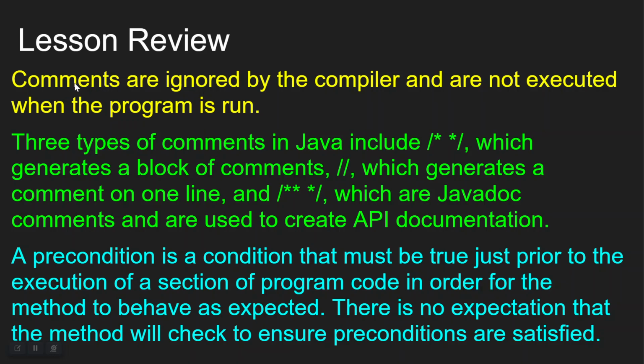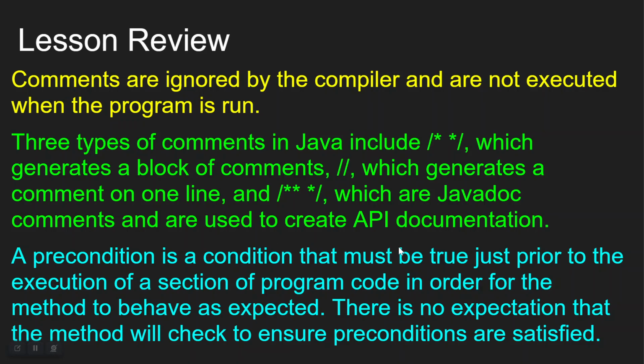So first off, comments are ignored by the compiler and are not executed when the program is run. There are three types of comments, which include the multi-line comment, which generates a block of comments, // which is your single line comment, and then your Javadoc documentation, which is used to create the API documentation that Oracle publishes for the official Java library.